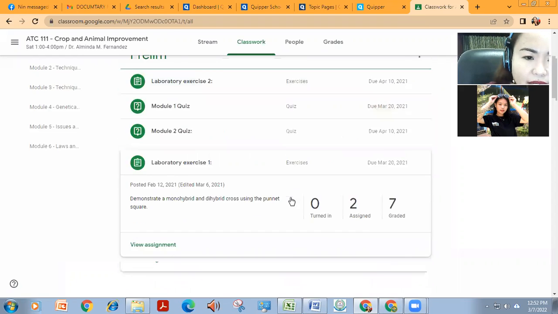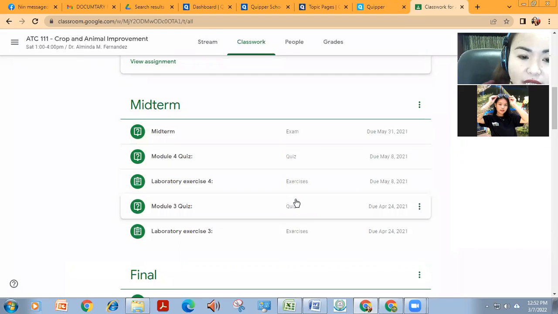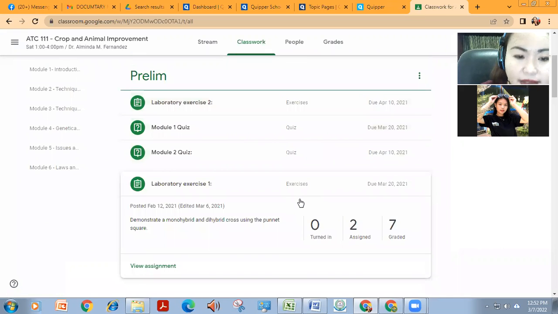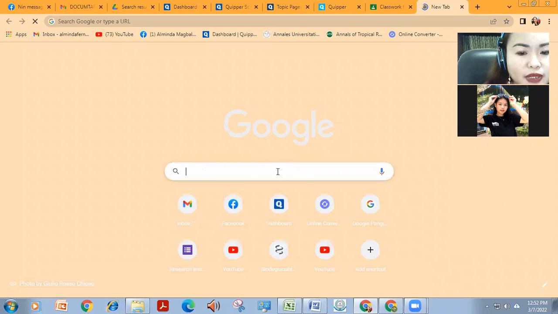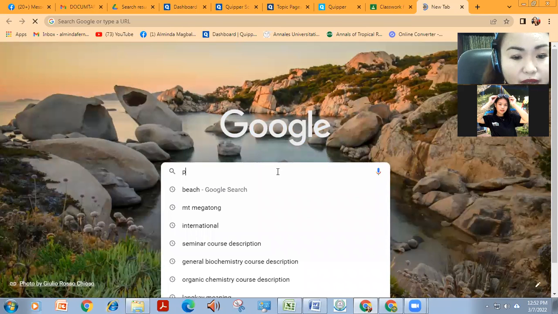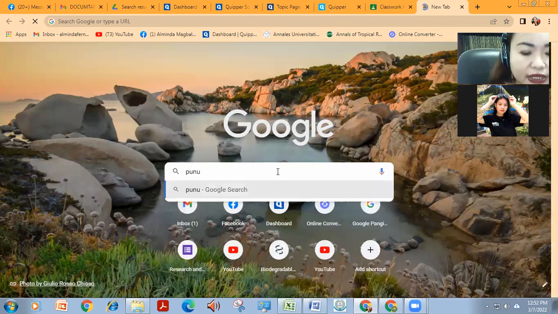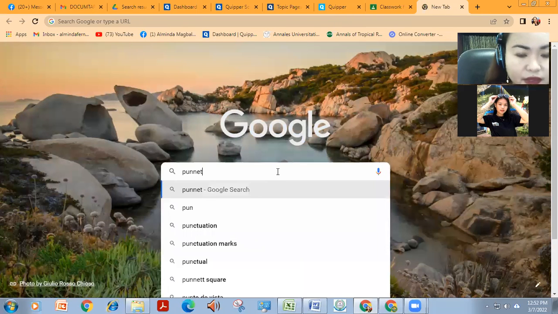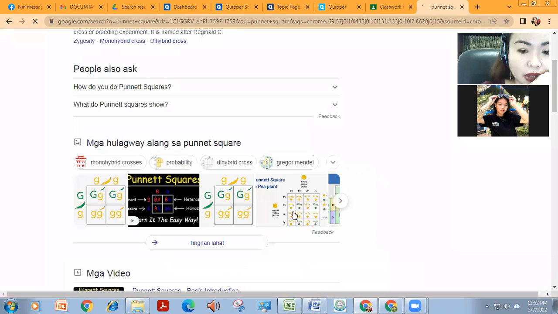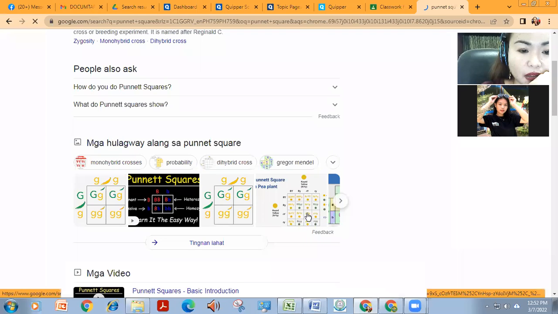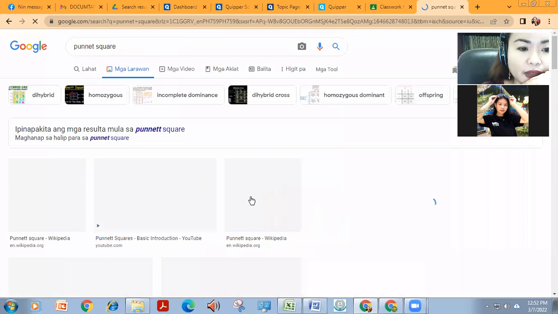It is part of our lessons about the study of genetics. I haven't sent it to you yet, but you can always search what is a Punnett square. It's easy, just google it. You can also memorize it, but do you remember anything from your biology before about the Punnett square? No? So this is an example of a Punnett square.